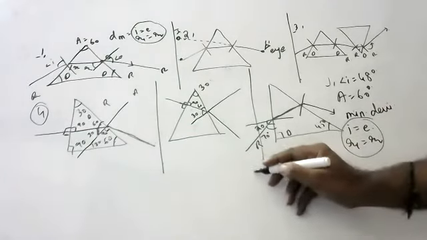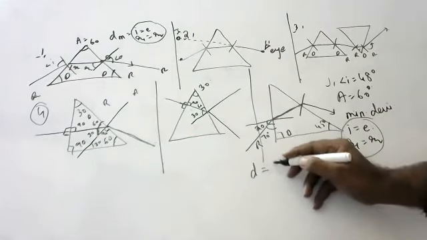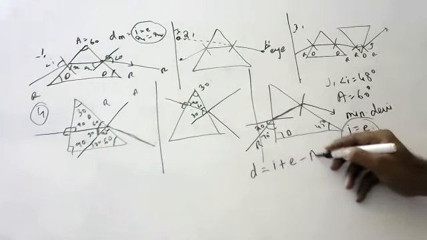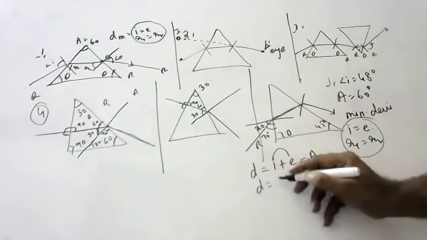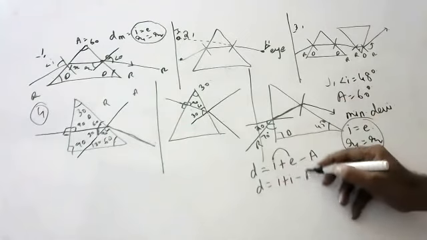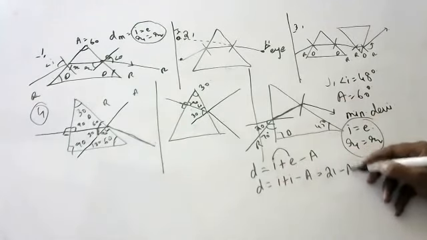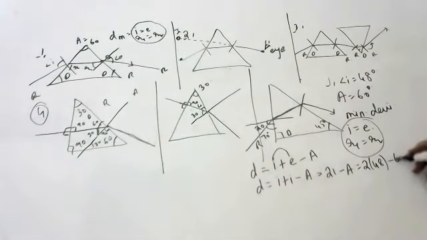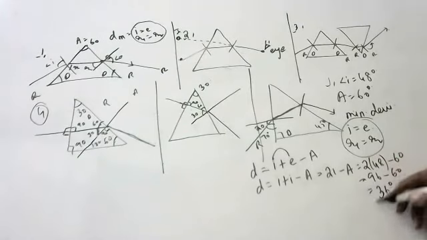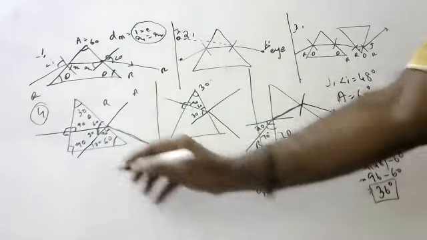So children, what is the formula for the angle of minimum deviation? D is equal to I plus E minus A. But during minimum deviation, these both are equal. So D is equal to I plus I minus A, that is 2I minus A. 2I means 2 into 48 minus 60. That is 96 minus 60, that is 36 degrees. DM, the angle of minimum deviation, is 36 degrees. Whatever I told, you have to apply like this.